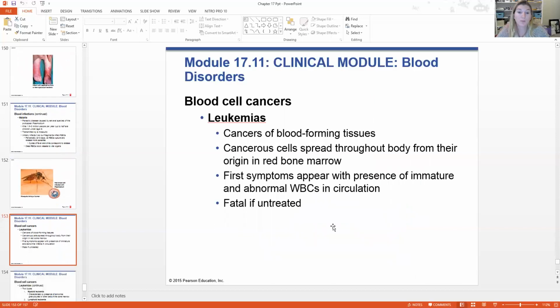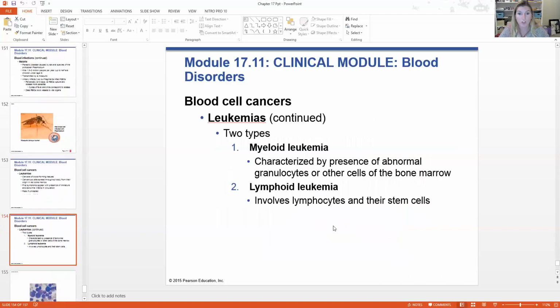There's also blood cell cancers like leukemia, which unfortunately most of us are a little bit familiar with, right? These are cancers of the blood-forming tissues. Cancerous cells can spread throughout the body. With leukemia, since blood transports everywhere, the first symptoms will usually appear with the presence of abnormal white blood cells, and leukemia obviously can be fatal if it's untreated.